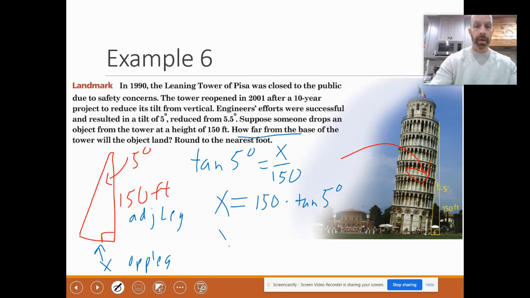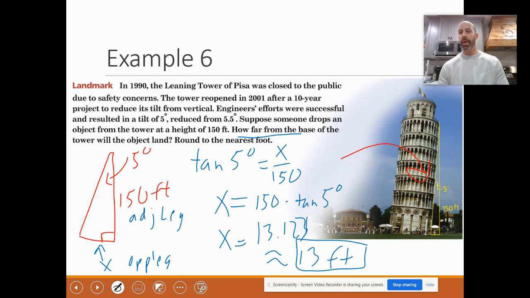In my case here, we have found that the answer is 13.123. So this is about 13 feet from the base. So how far will it be if you dropped it from the top? It'll be 13 feet away from the base.